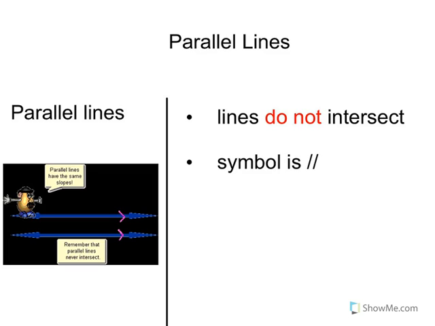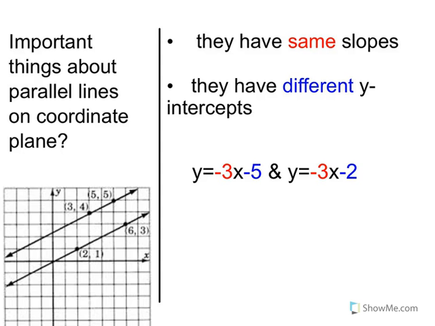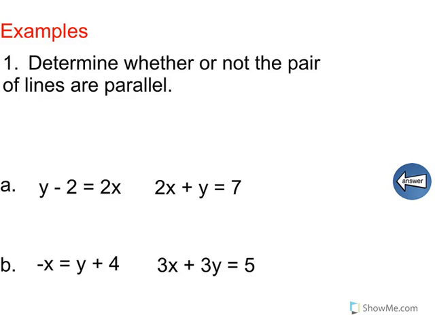So just to review, parallel lines are lines that do not intersect. Our symbol for parallel lines is this right here, which just happens to be parallel lines as well. The important thing to keep in mind is that their equations have the same slope. So these are lines that have the same slope, but they contain a different y-intercept. We can tell from an equation if lines are parallel or not by looking at their slopes and their y-intercepts. So let's look at the following equations.